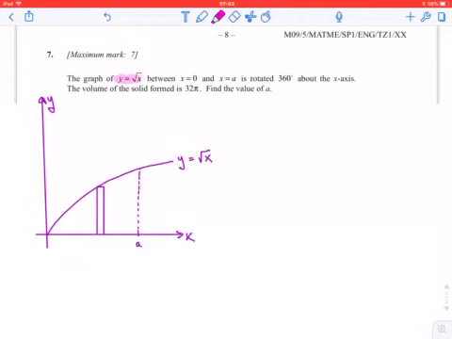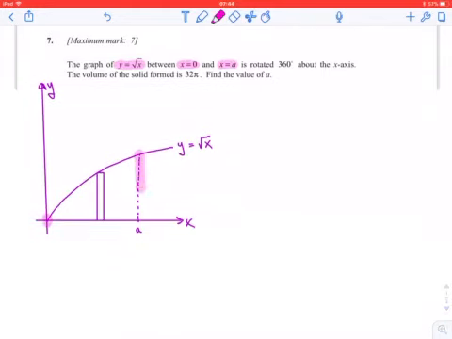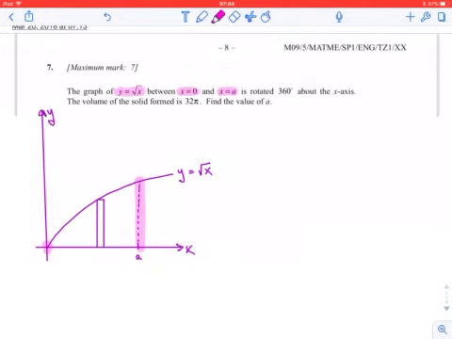Specifically, we have the graph of y equals the square root of x. This is occurring between x equals 0, which is right down here, and x equals a, which is a vertical line that I have drawn here. And it's rotated 360 degrees about the x-axis.